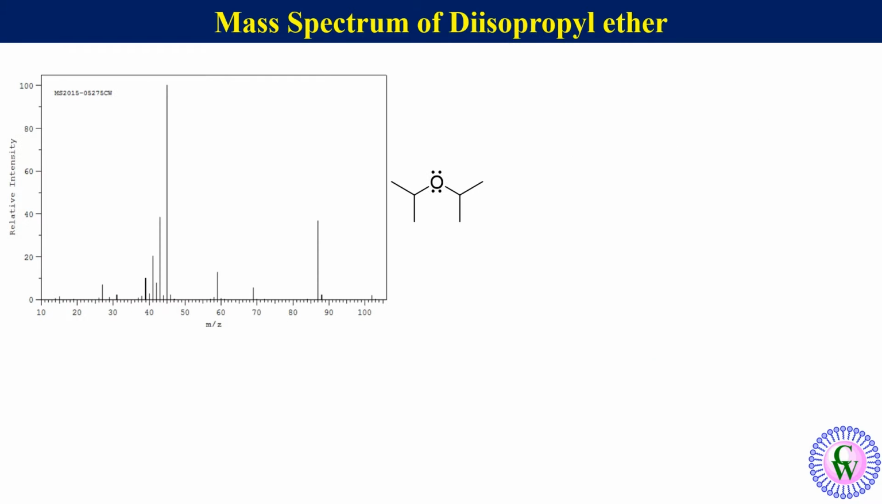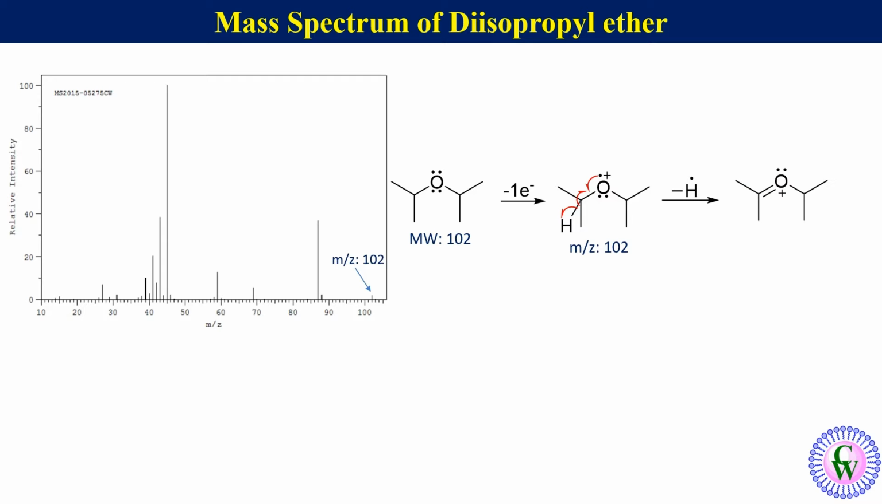Mass spectrum of diisopropyl ether. Molecular weight of diisopropyl ether is 102. Removal of one non-bonding electron after electronic bombardment gives molecular ion with M by Z 102. It has proton at alpha carbon, so removal of H radical gives O-isopropyl acetone oxonium ion with M by Z 101, which is not visible in the spectrum.